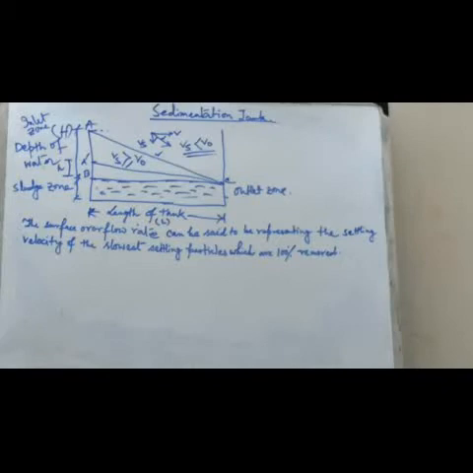Now, if the settling velocity is less than V0, then in the case of lighter particles, the particles entering at the top of the tank will not reach the bottom of the tank. For that case, partial removal of particles will occur.